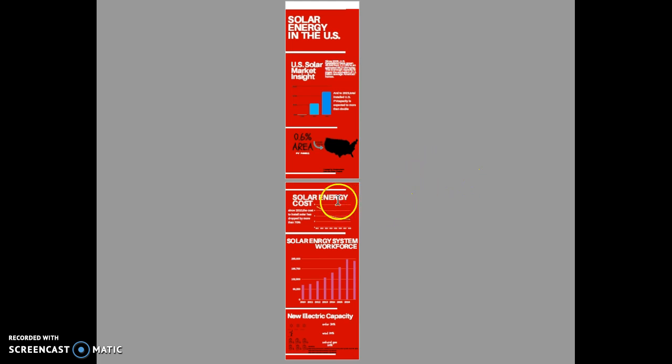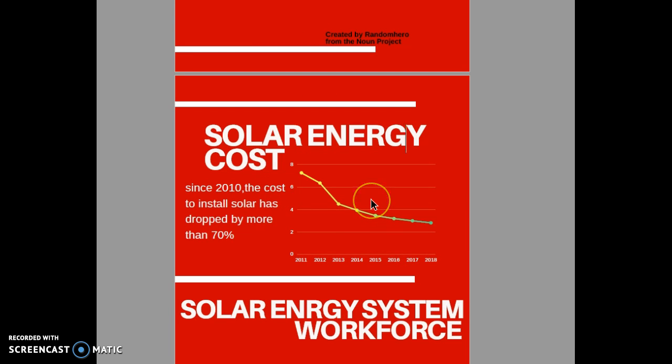For example, about the cost of solar energy, I choose a line graph. It's a direct way for the audience to know that the cost of solar energy has decreased a lot.